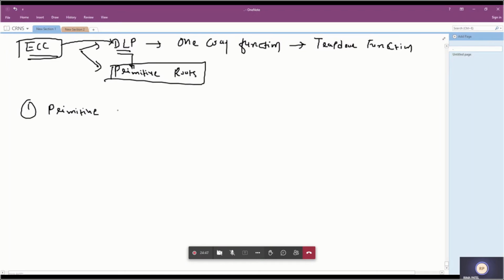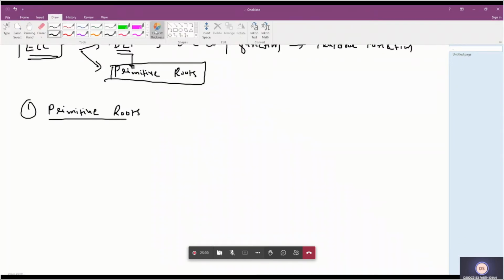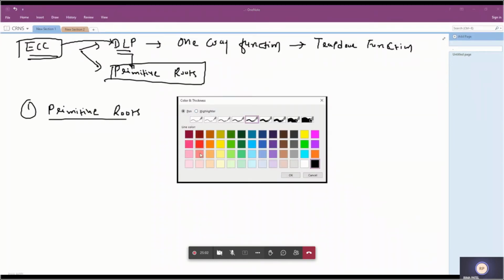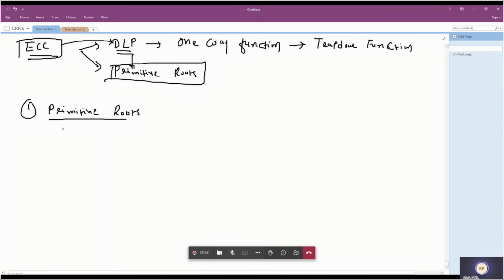Have you heard of this before? Primitive root concept. Yes or no? No. Okay. So let us understand this.